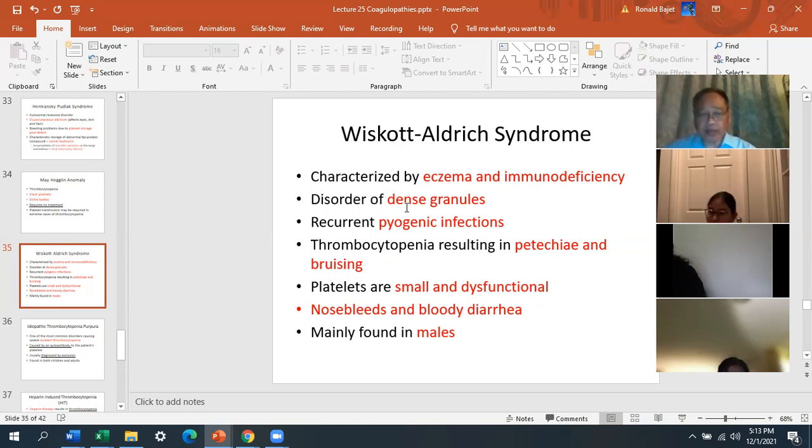The platelets are small and dysfunctional. You get nosebleeds and bloody diarrhea, and this one's mainly found in males. But the characteristic of Wiskott-Aldrich syndrome is the presence of petechiae. So you have oculocutaneous albinism and Döhle bodies. You have oculocutaneous albinism and ceroid lipofuscin. You have giant platelets with Döhle bodies, and then you have petechiae with bruising. So now you can associate those findings with a certain disorder.